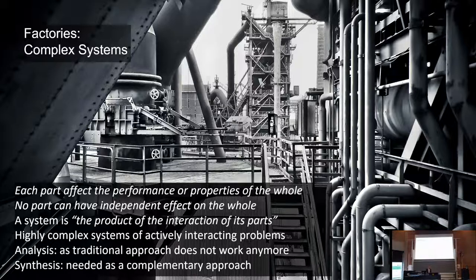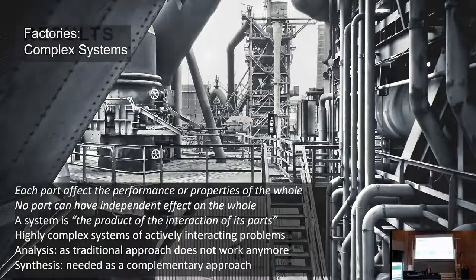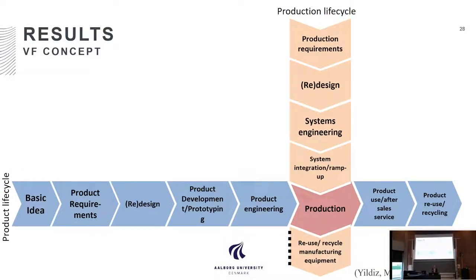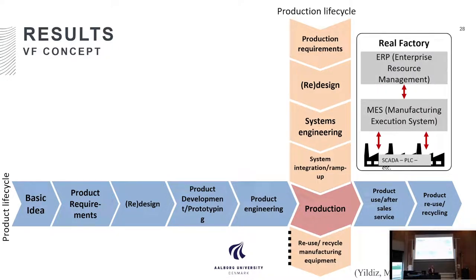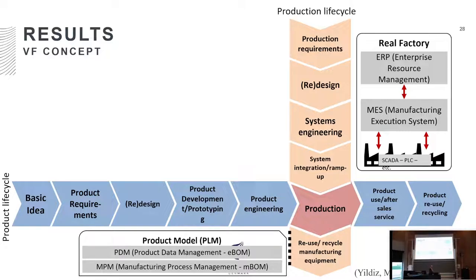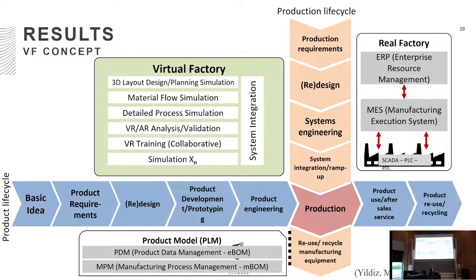So we design the concept. We have two life cycles: a product life cycle and a production life cycle. When there is a change in product, process, or systems, we have to go through these life cycles to update our existing system. On one side, we have a real factory with some IT infrastructure capturing data from what's actually happening there, representing our system. On the other side, we have really comprehensive PLM solutions representing our product models. And in between, we have the virtual factory, an integrated simulation representing the factory.